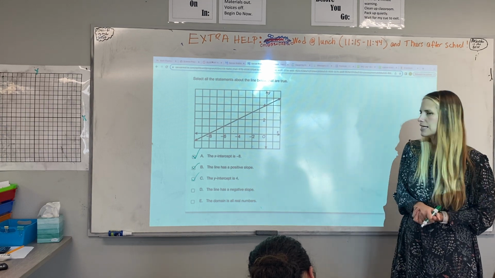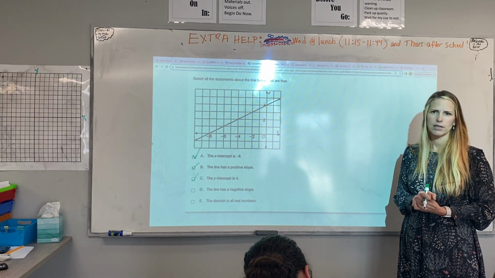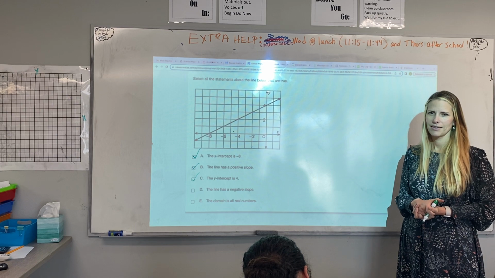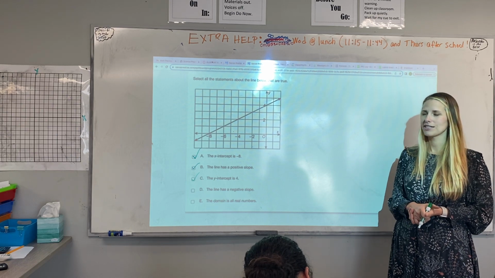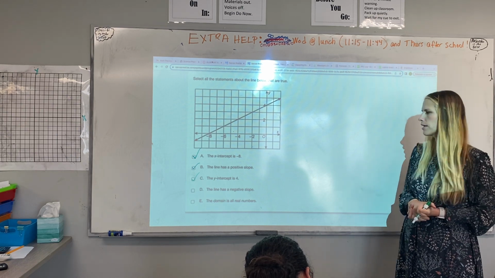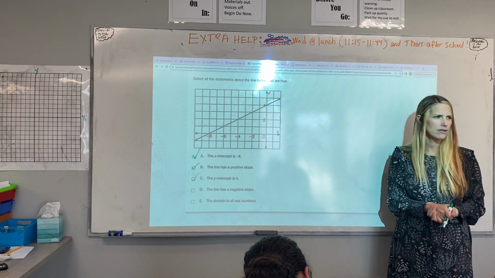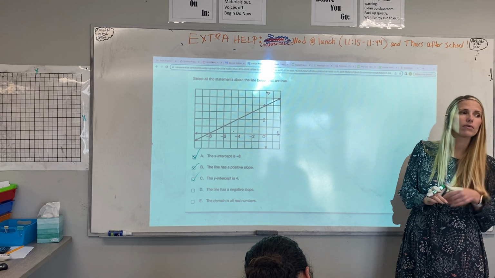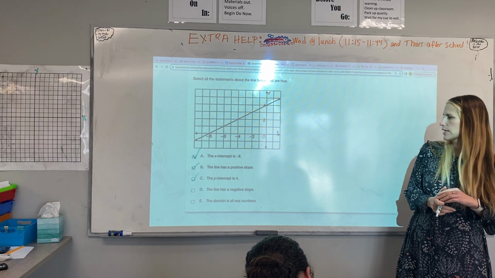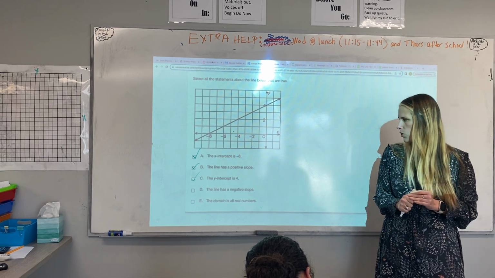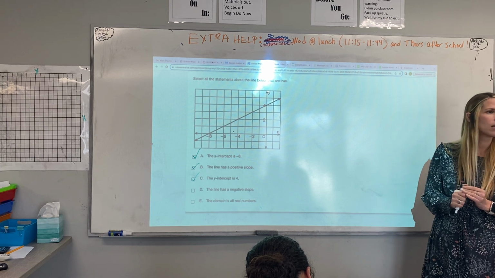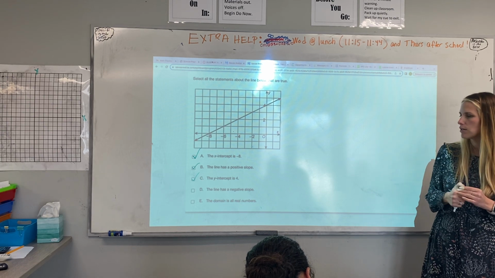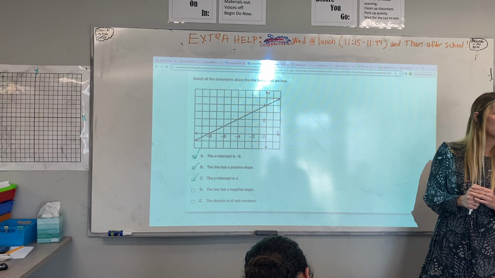The line has a negative slope. Oh yeah. I know you had a long weekend, but try to stay awake, okay? Kariana, what do you think? It says the line has a negative slope. True or false? You think it's true? Okay. What makes you think that it's true? Was it just a guess?